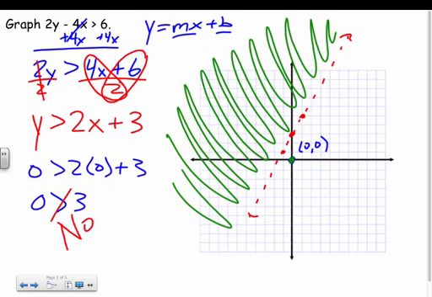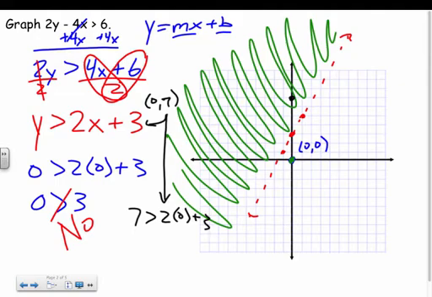So what that means is if I pick any point over there, it doesn't matter which point. For example, I could pick 0, 7. And if I plug that into my equation here, I'm going to bring this down here, it should work. So 7 is greater than 2 times 0 plus 3. Is 7 greater than 3? Yes. So every point I pick on the shaded side should work.